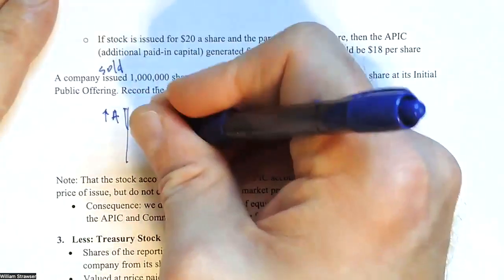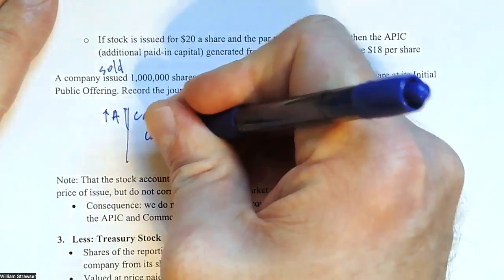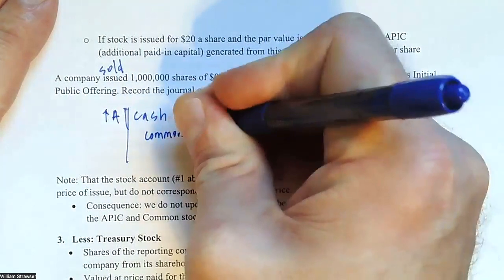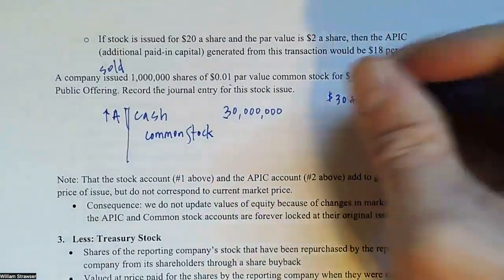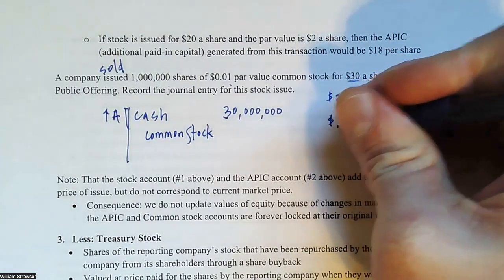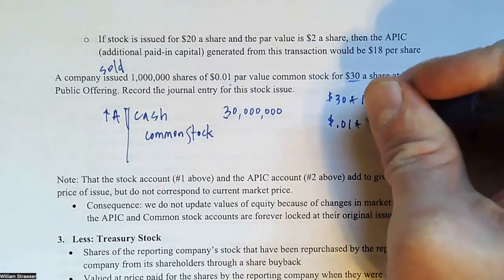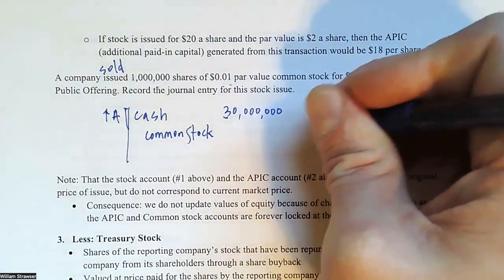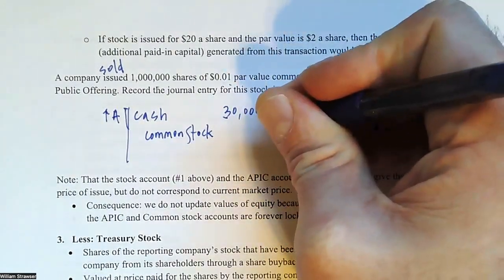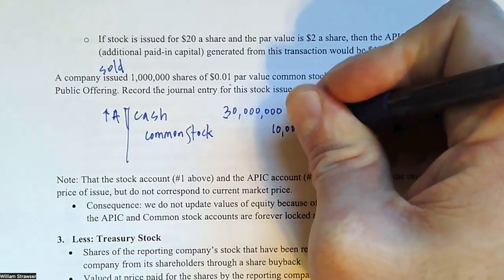So we record that with a common stock account. And like I mentioned, this is held up only to par value. So we would take that 1 cent amount, multiply it by the 1 million shares, and that yields $10,000 of a credit.